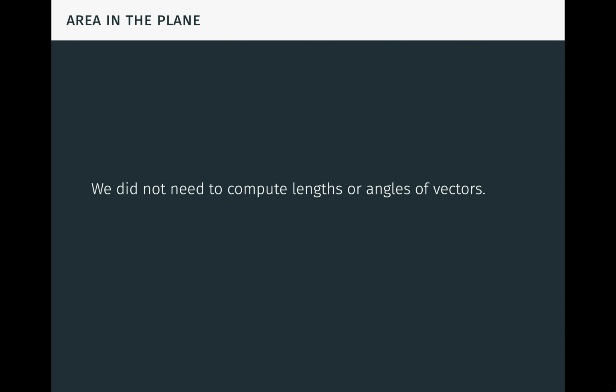Notice that we didn't need to compute lengths or angles of vectors in order to compute area. This is extremely important, and shows that area is an affine concept and not a metric concept. That is, it only depends on the vector space operations and not on an inner product.